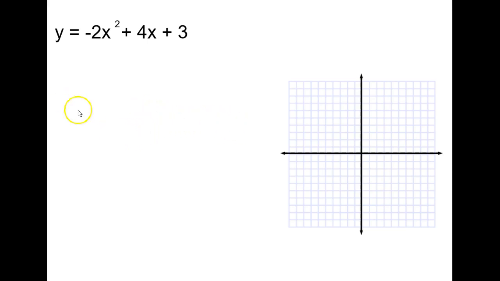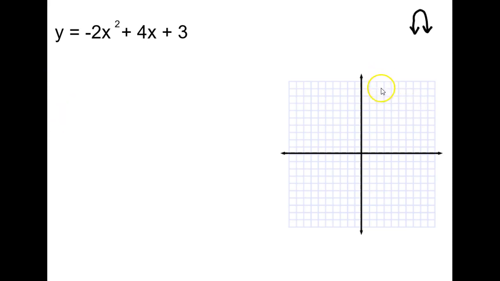So we're asked to graph this equation, negative 2x squared plus 4x plus 3. One of the first things that I do is I always just think of what the graph should look like. That way I can double check what it looks like at the end. So I know this is going to be a frowny face graph because the leading coefficient is negative 2. Since it's negative, I know it's going to be upside down. All right. Next thing I do is I need my axis of symmetry.